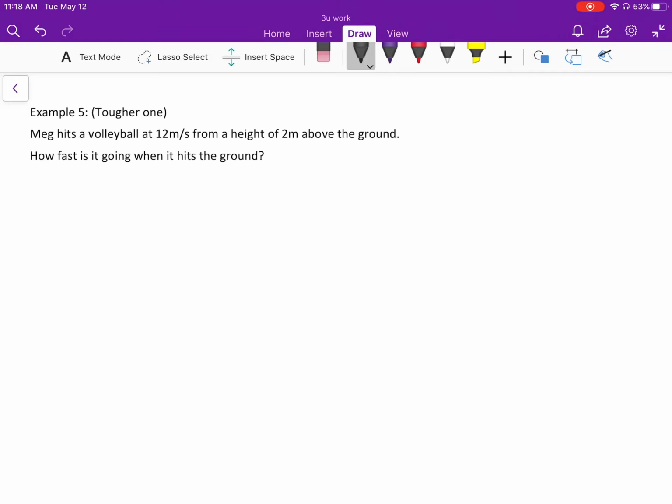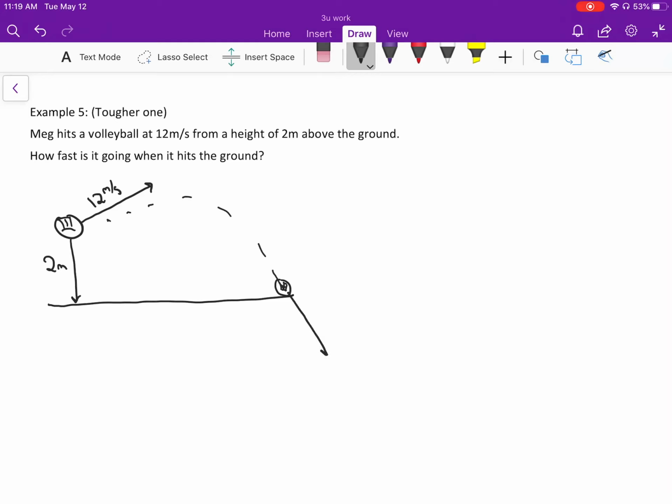I haven't been doodling little pictures, but I'm going to doodle a little picture for this one just to emphasize it. We've got the ground. We've got a volleyball. I'm not good at drawing volleyballs, but let's pretend that's our volleyball. I don't know the direction, but it's moving at 12. The cool thing about energy is I don't need to know the direction. And it says it was 2 meters above the ground when this happened. It's going to go flying through the air, crash somewhere, so it kind of feels like a projectile motion question. I'm curious about how fast it's going when it crashes.